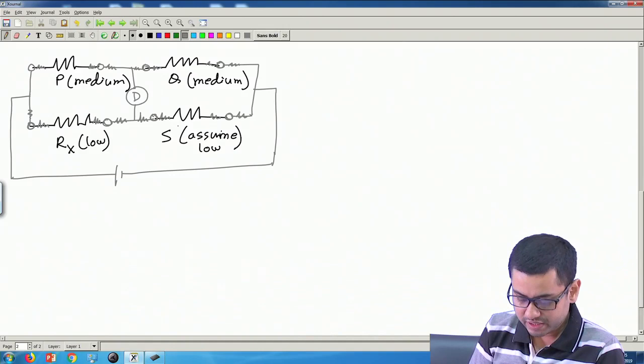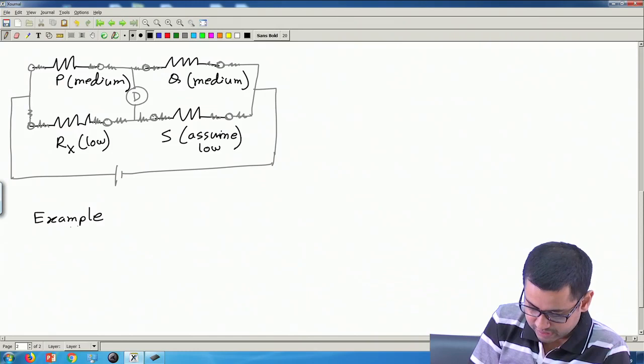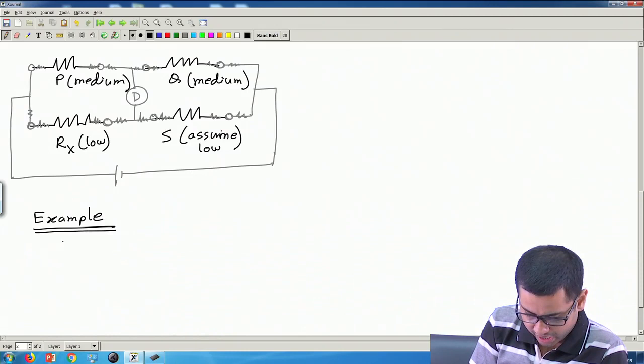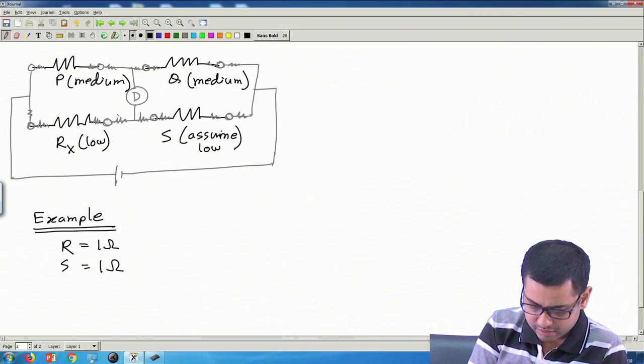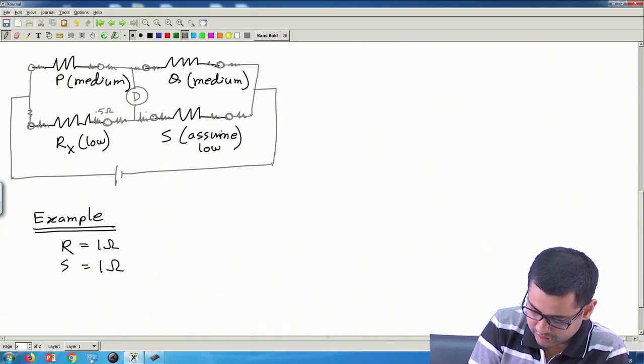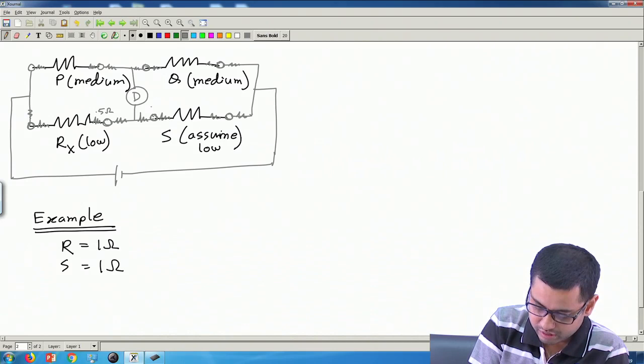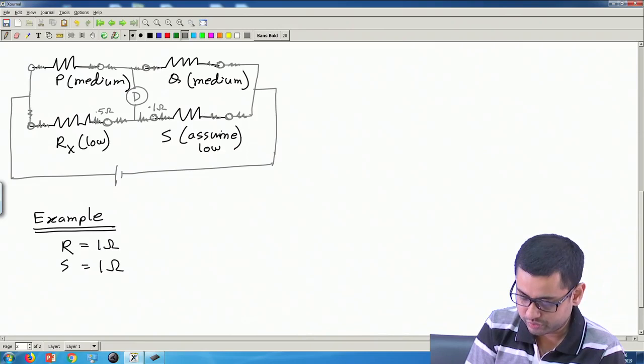Say, now let's take an example. Say, R is 1 ohm, small, S is also 1 ohm, okay, and say this contact resistance here comes out to be 0.5 ohm, so together everything contributes to a 0.5 ohm resistance in series with R, and say here we have a 0.1 ohm resistance in series with S, okay. So this side will have a total resistance of 1.1, okay.